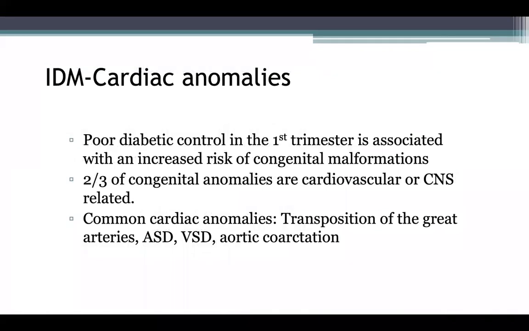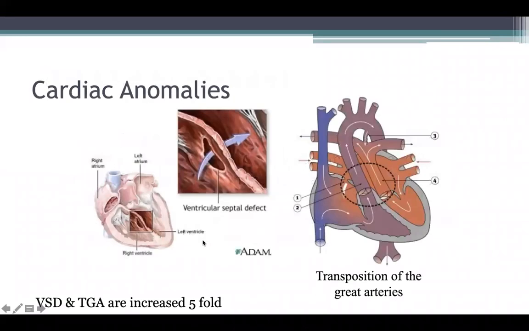In gestational diabetes mellitus, if it is in the first trimester only, there is more risk of congenital malformations. What are the congenital malformations? What you should remember in a diabetic woman conceiving is TGA. TGA is very specific to the pre-gestational diabetic mother. Other things are ASD, VSD, and aortic coarctation. In TGA you can see the aorta arising from the right ventricle and the pulmonary artery arising from the left ventricle.